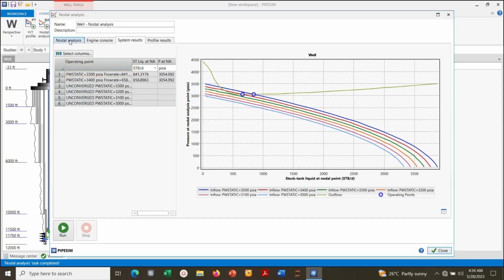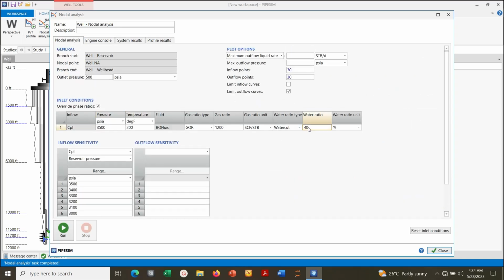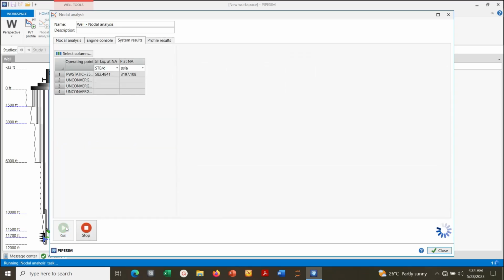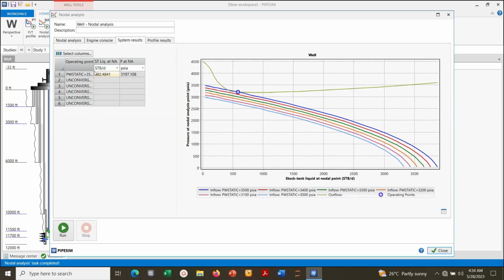So let's see if the well will still flow at 45. At 45 water cut, the well at 3500 psi, the flow rate is 582 stock-tank barrels per day. So that is that. Thank you for watching.